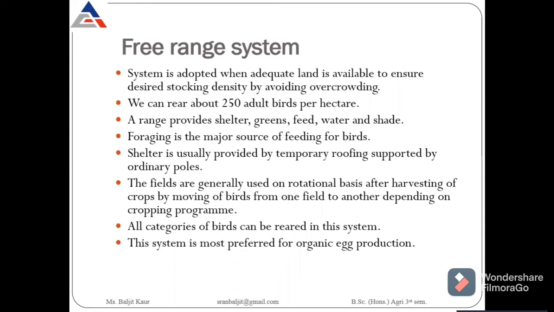So fields can be rotated, right? It means if the birds are kept in one field in one season, they can be rotated to the next field in the next year, right? All categories of birds can be reared in this system, and this system is most preferred for organic egg production, right? So the free range system is followed for organic egg production.